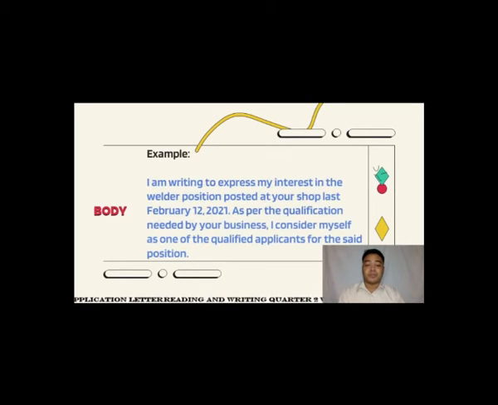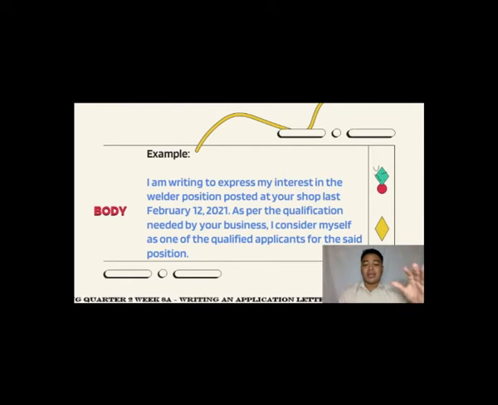For example, this is the first paragraph. I am writing to express my interest in the welder position posted at your shop last February 12, 2021. As per the qualification needed by your business, I consider myself as one of the qualified applicants for the said position. Notice that here it says the date when the applicant saw the posting and where the posting was seen and what position the applicant intends to apply for.